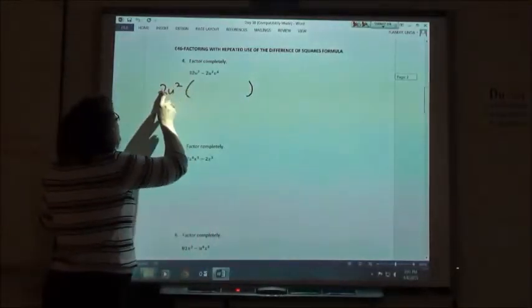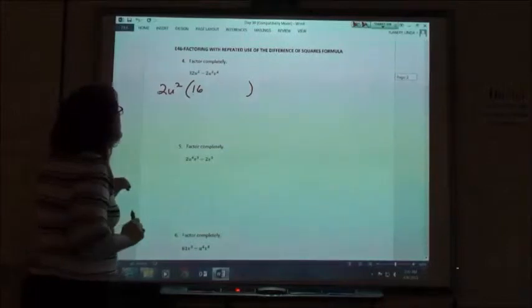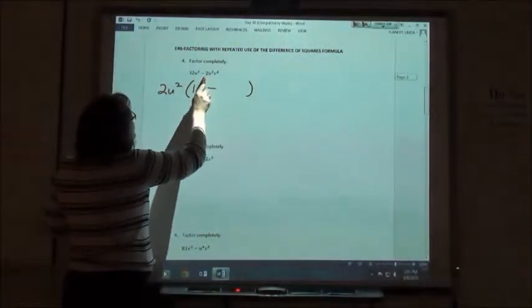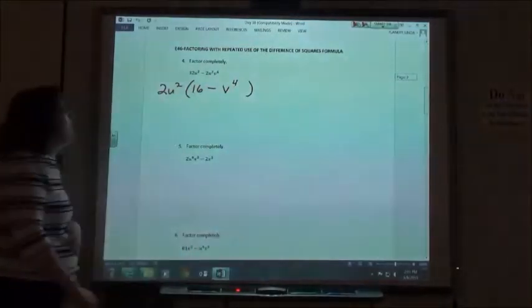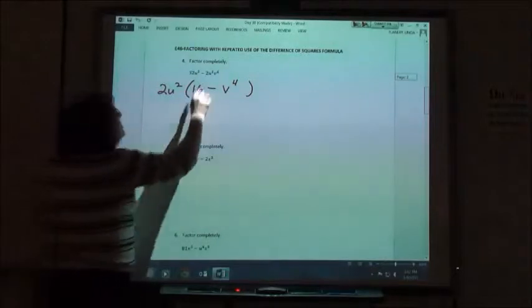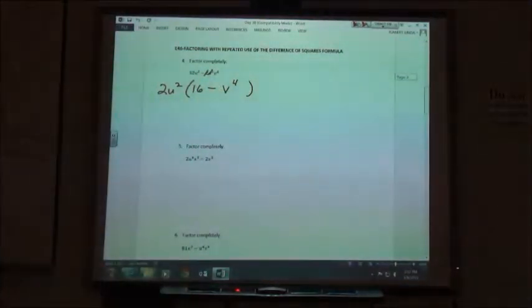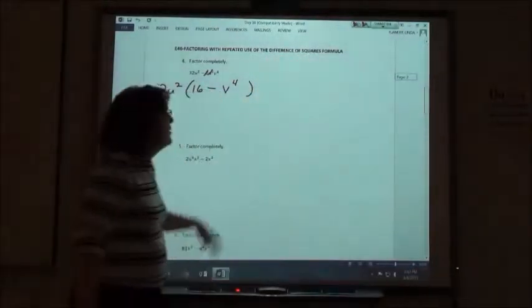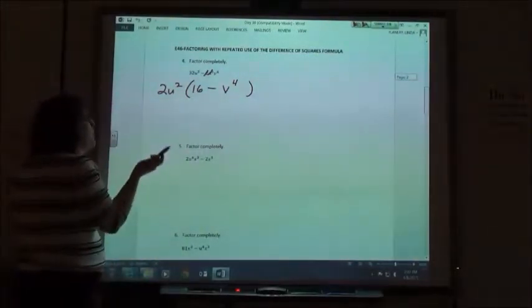So 32 divided by 2 is 16. 2 minus 2 leaves me 0 u's. Minus, here I'm going to take out the 2u squared, leaves me just the 4v to the fourth, the v to the fourth. So the 2 would cancel out, the u squared would cancel out, I get the v to the fourth. Now what should happen is I should get the difference of squares. 16 is a perfect square, v to the fourth is a perfect square.